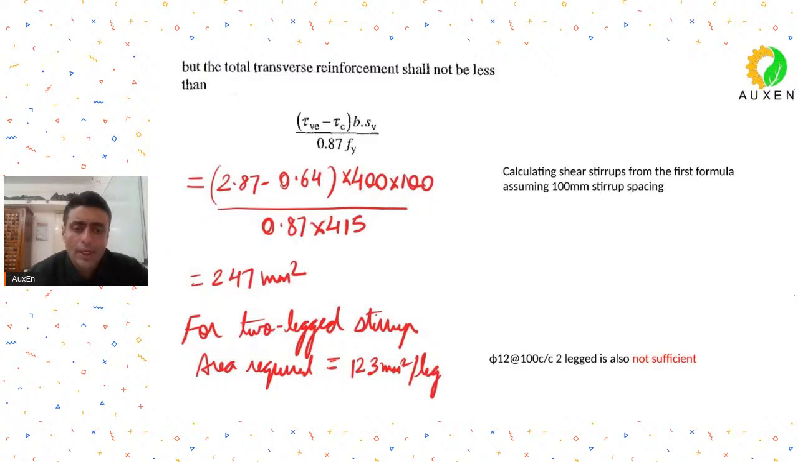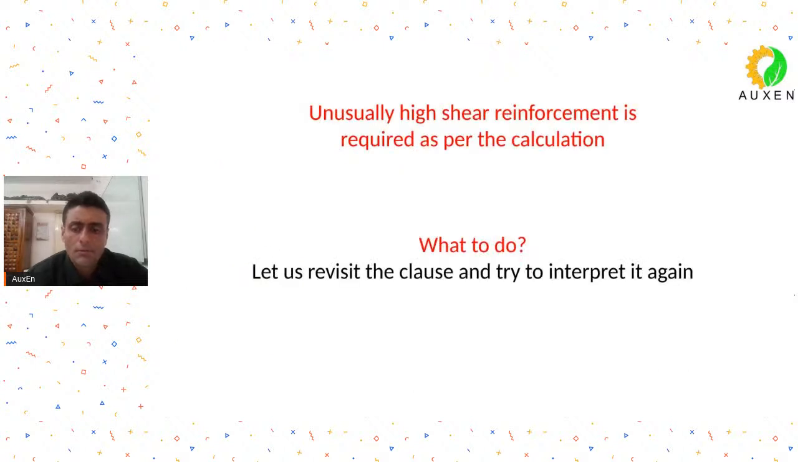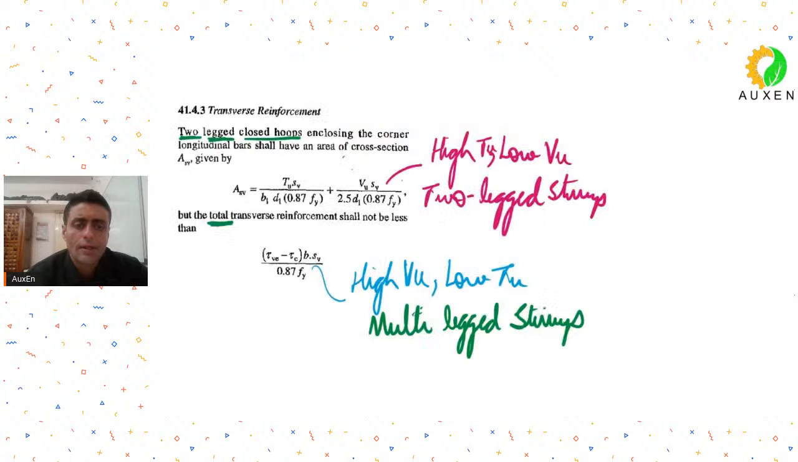So this is what we are getting, and as a practical designer, we feel that it is unusually high shear reinforcement that we are getting. So what should we do? Let us try to revisit the clause, and let us try to once again interpret it.